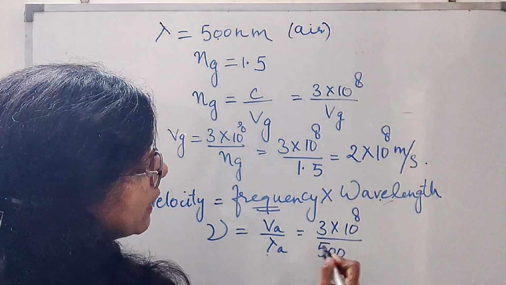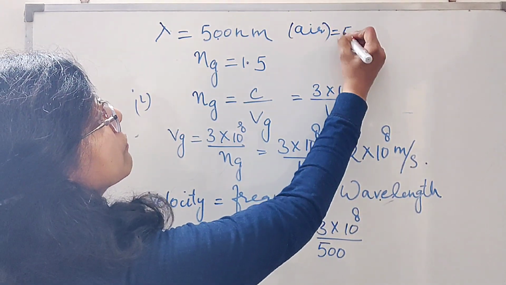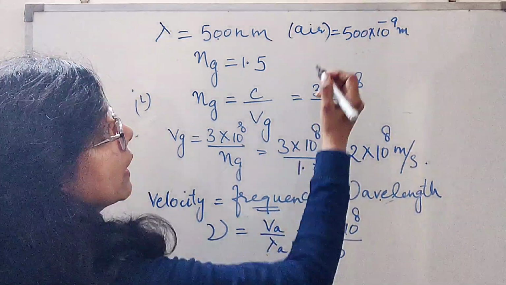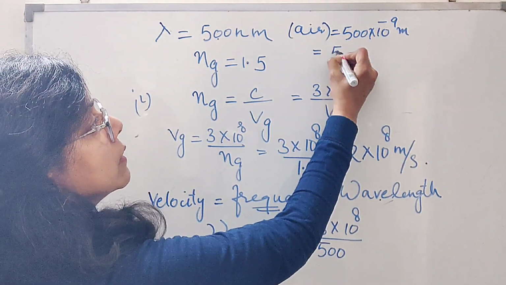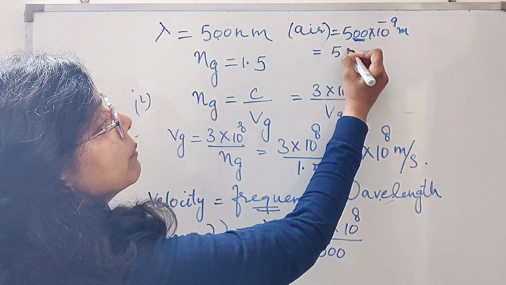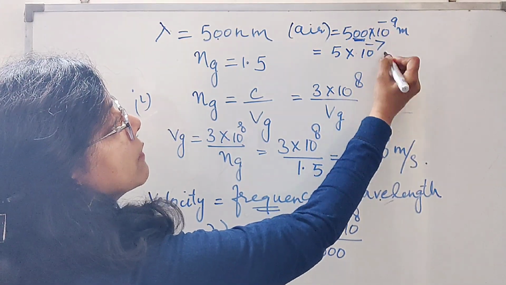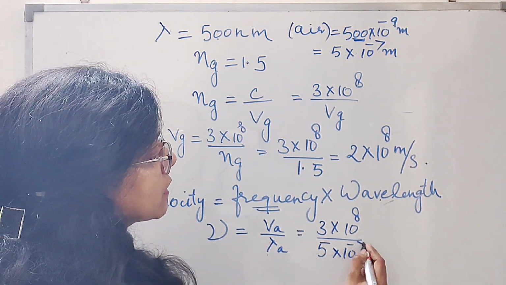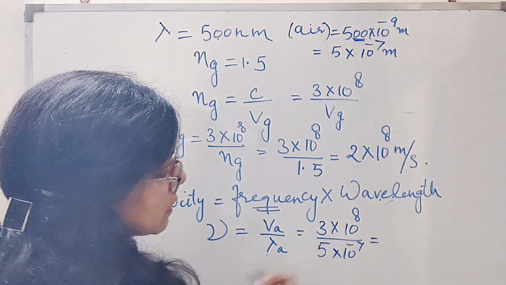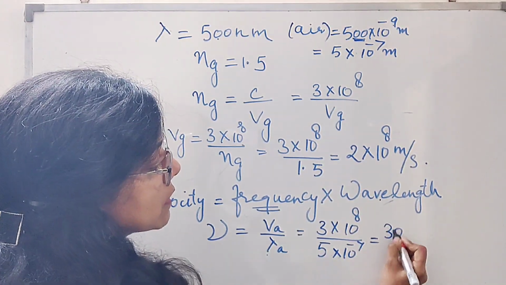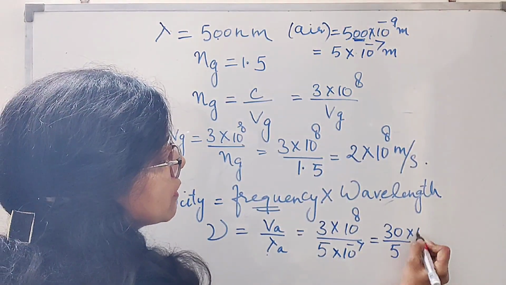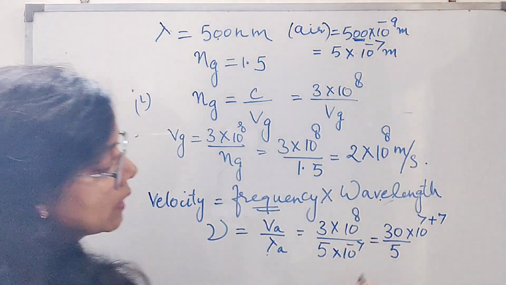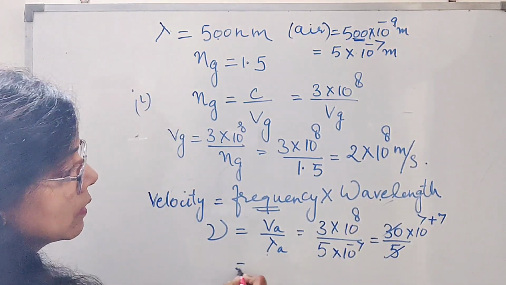Convert the nanometer. This will be 500 into 10 to the power minus 9 meters. So this will be 5 into 10 to the power minus 7 meters. So I am putting here 5 into 10 to the power minus 7. Now when you solve this, I can take this as 30 upon 5, and the 10 to the power 7 cuts with the 10 to the power 7 above. Cut it and your value will be 6 into 10 to the power 14 hertz.